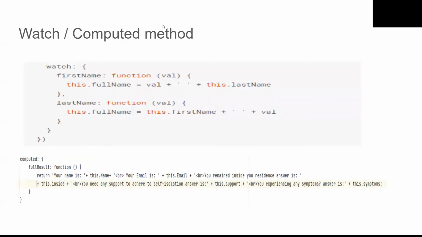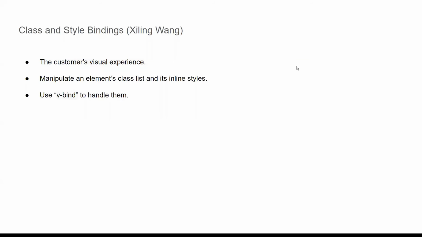Watch and computing method are two methods to monitor whether an element is changed or not. They are similar, but the watch can only monitor one element at a time. So I have to write lots of redundant code. So I use the computing method. Computing method can monitor many elements at the same time. If any of the elements is changed, it will call the callback method called full result and will return the result.